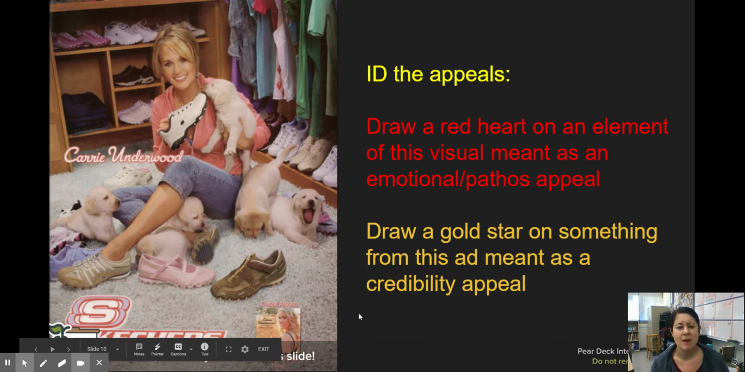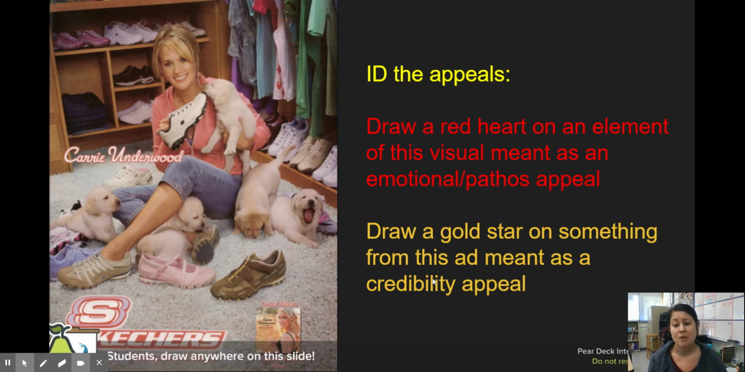So we're going to briefly look at a few ads. This has a shoe ad, right? Carrie Underwood, she's a singer. And we have some things that have to do with credibility and a few things that have to do with emotions and pathos. Look at all those puppies. How could you not want to engage your heartstrings with those little puppies? That is definitely an emotional appeal. You could draw little red hearts all over those things.